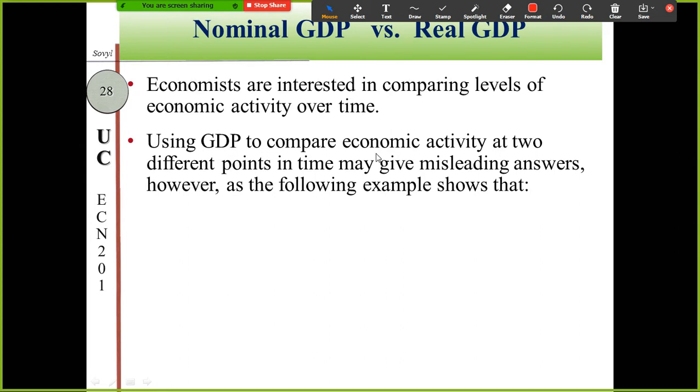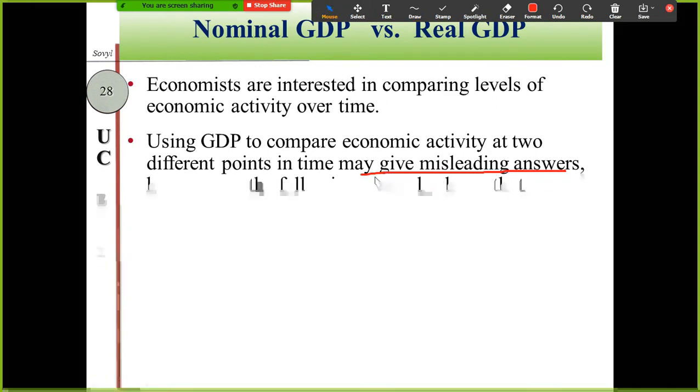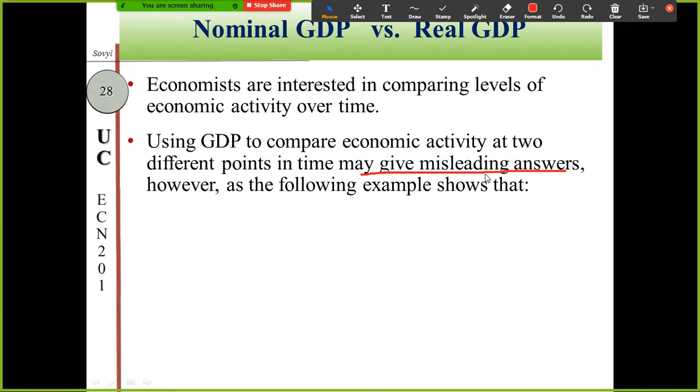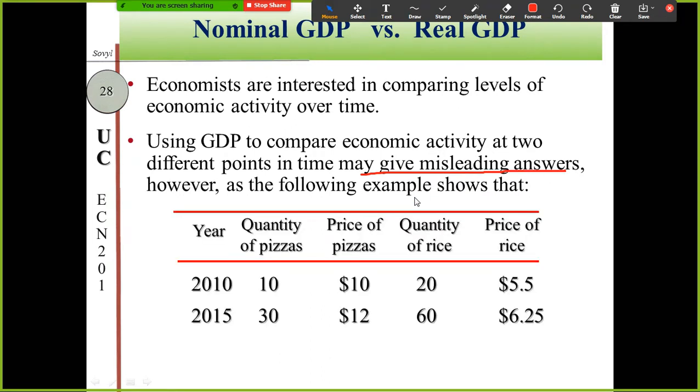Using GDP to compare economic activity at two different points in time may give misleading answers. Why is it a misleading or wrong answer? We can see it in the following example. Based on this table, there are two products, pizza and rice, and two years, 2010 and 2015.